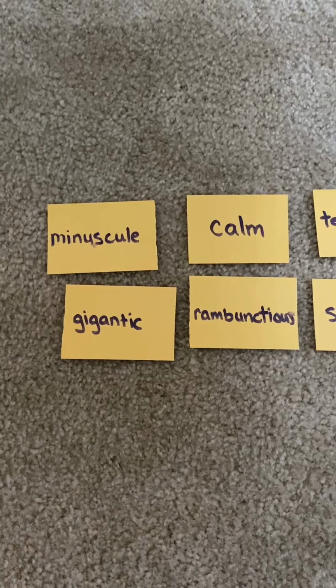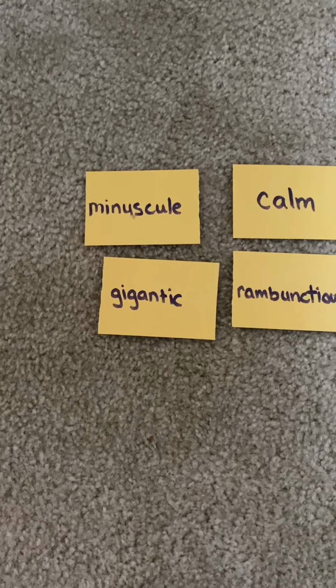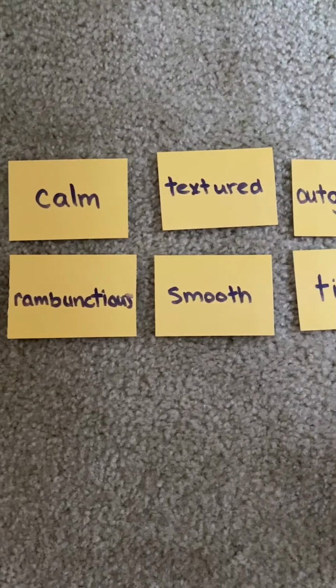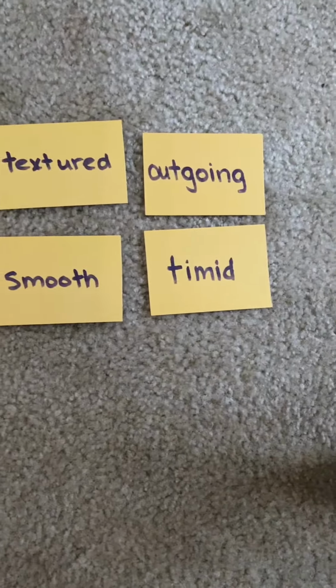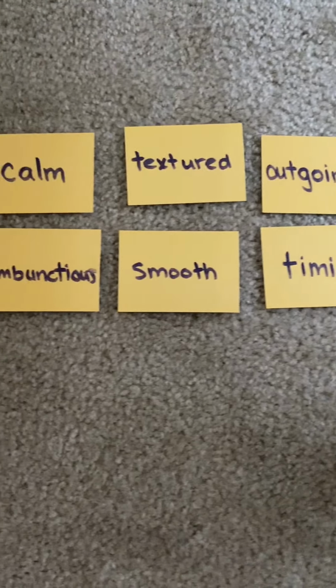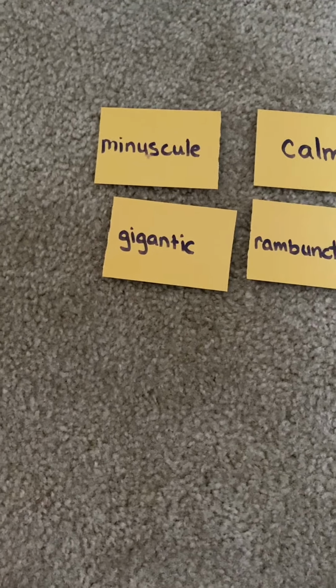And here you go. Here are the antonyms. They're listed on top of each other. Minuscule and gigantic, calm and rambunctious, textured and smooth, and outgoing and timid. So again, those antonyms are all words that mean the opposite of each other.